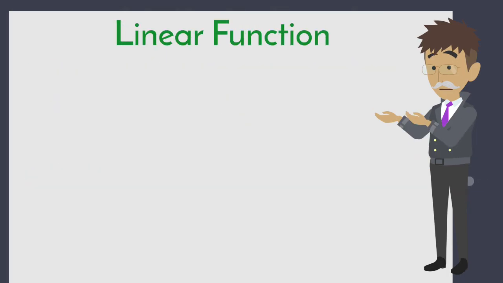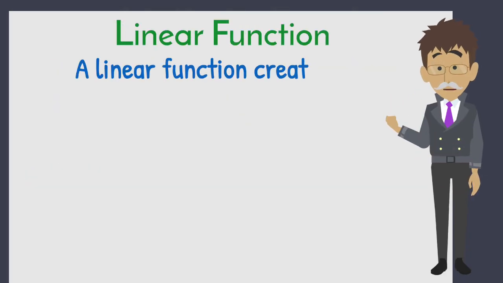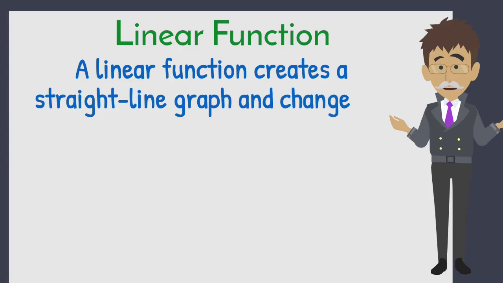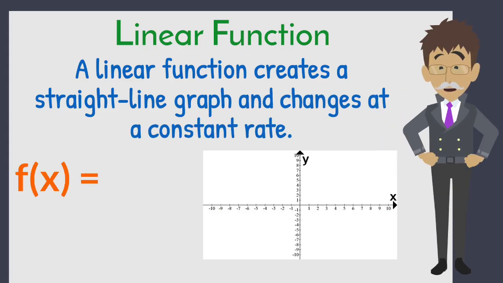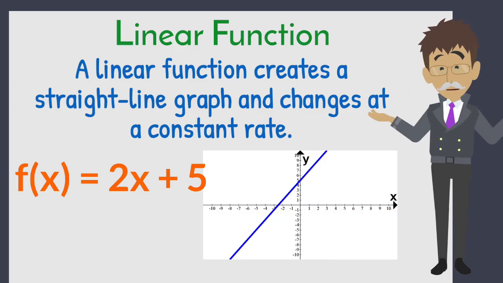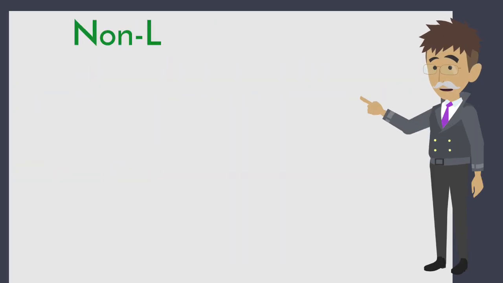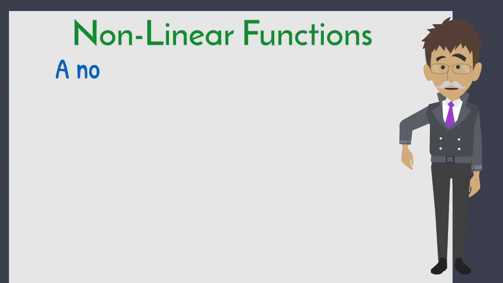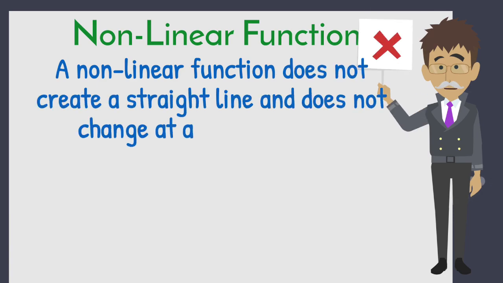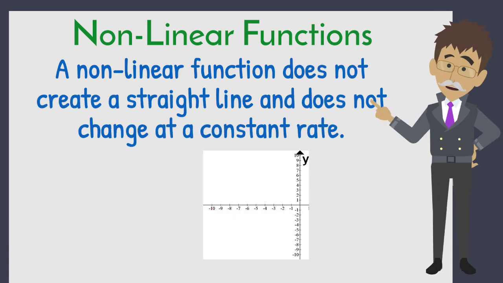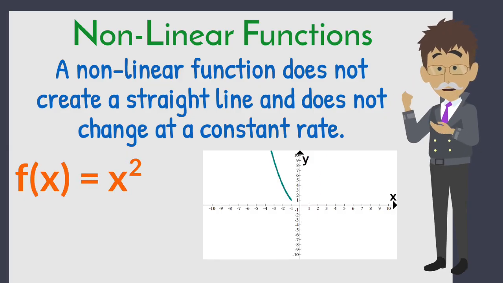Linear function. A linear function creates a straight line graph and changes at a constant rate. For example, f of x equals 2x plus 5. Nonlinear functions. A nonlinear function does not create a straight line and does not change at a constant rate. For example, f of x equals x squared.